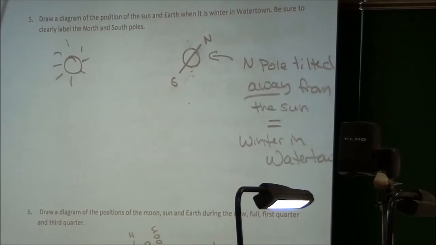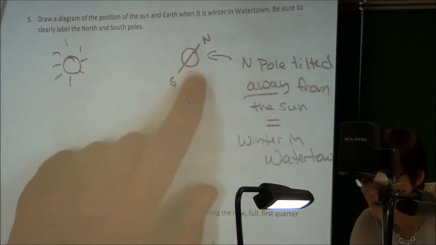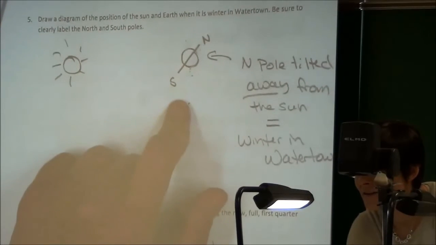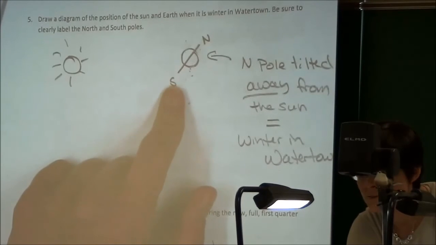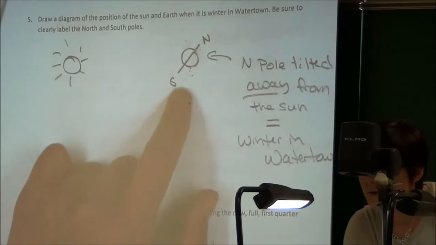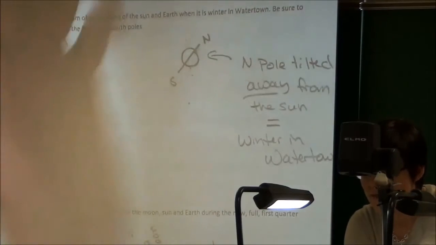If it's summer in Australia, it would be the opposite axis, right? Summer in Australia is this one, because in summer in Australia, the southern tip of the axis is pointed towards the sun. Winter in Australia is when it's switched.